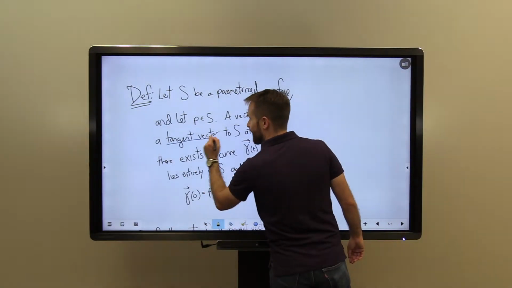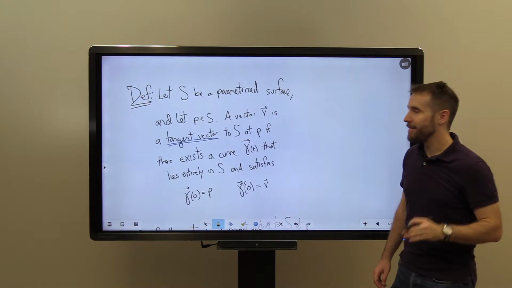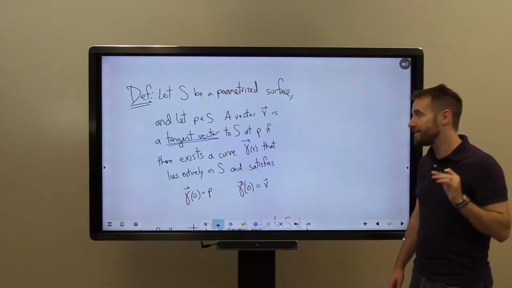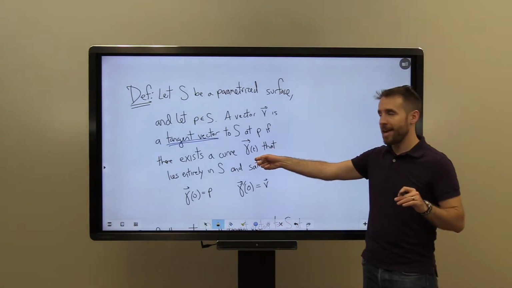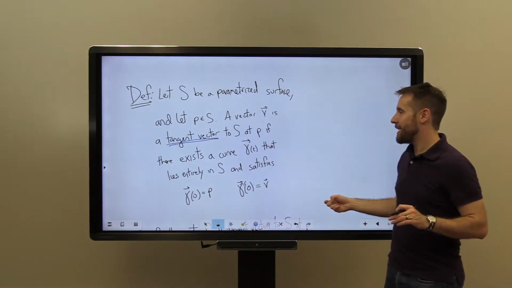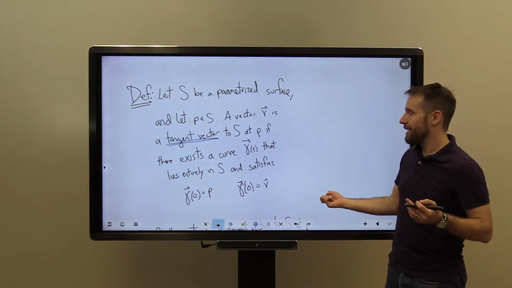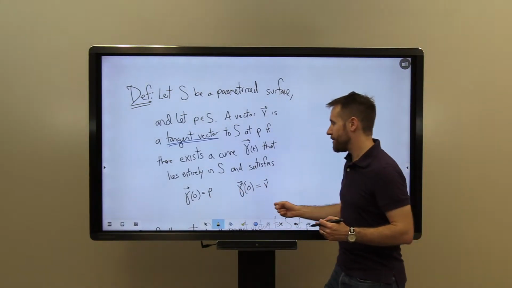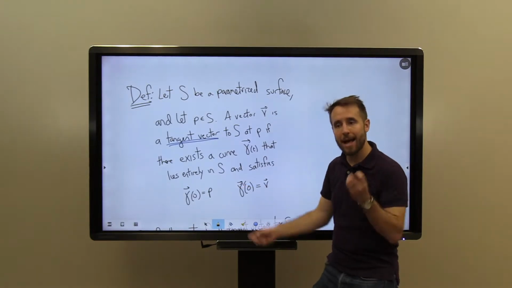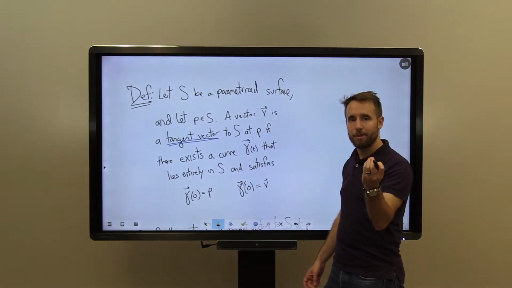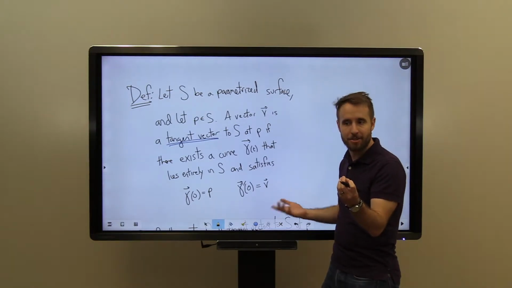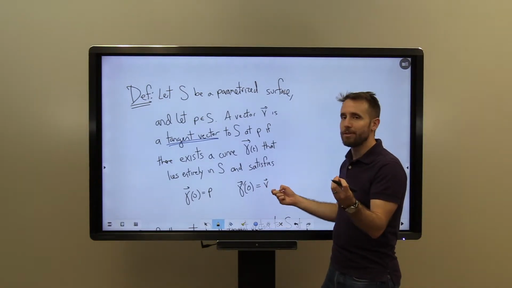I should really underline that. So a vector v is a tangent vector to S at P if there exists this curve gamma that we discussed such that gamma lies entirely in S and satisfies these two properties. Gamma of 0 is equal to p, so at time 0, we are at the point p in question, and then gamma prime of 0 is equal to v, so the tangent vector to the curve is equal to v.